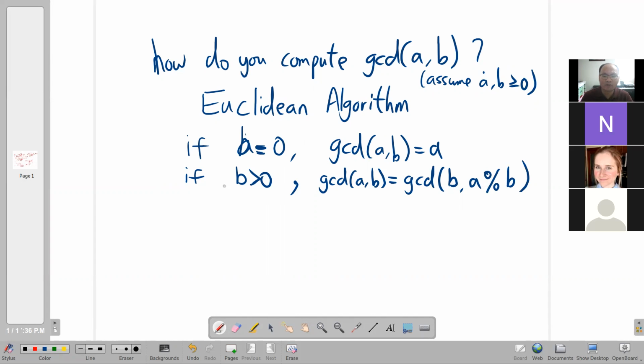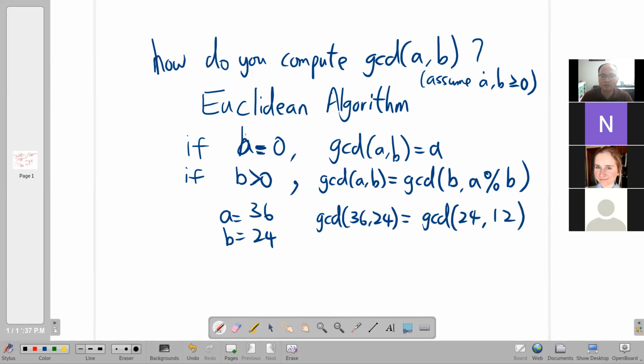Okay, so for example, if A is 36 and B is 24, then GCD of 36 and 24 is the same thing as GCD of 24 and the remainder of A divided by B, which is 12. And then you can keep doing this, right? Then this is the GCD of 12 and the remainder of 24 divided by 12, which is 0. And now that one of them is 0, the GCD is 12.